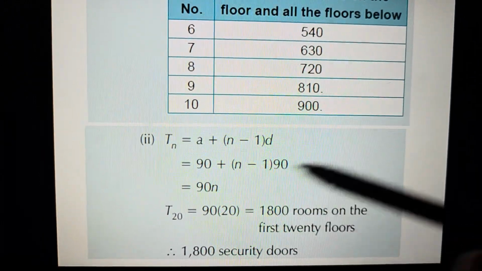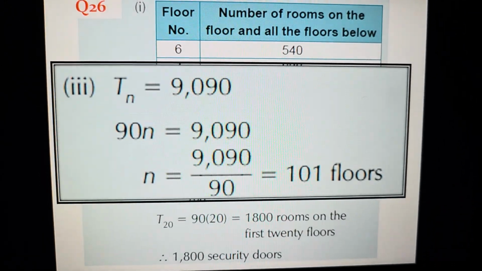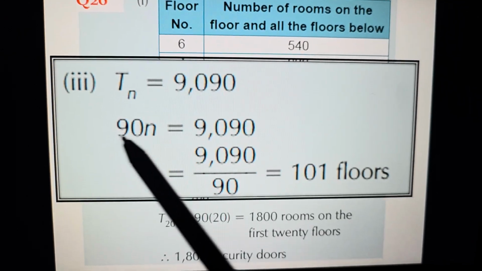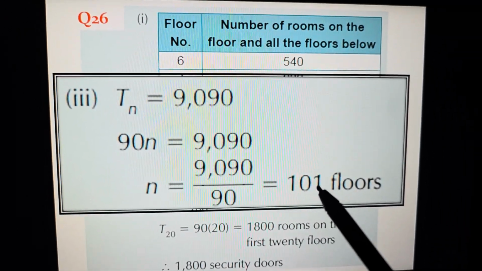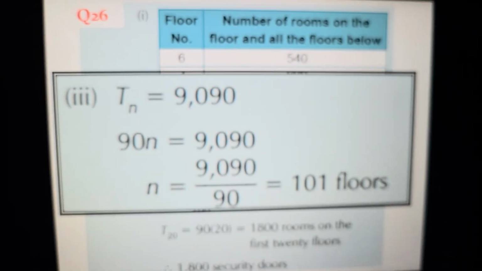That was my T of n formula, so I'm going to use that. Let it equal 9090, divide across by 90 and you get 101. So there must have been 101 floors in the building to say that there was 9090 rooms.